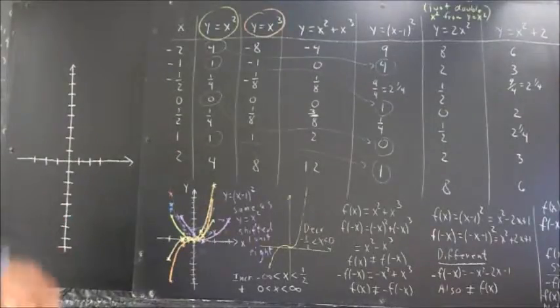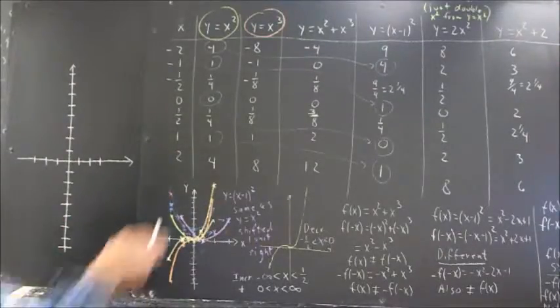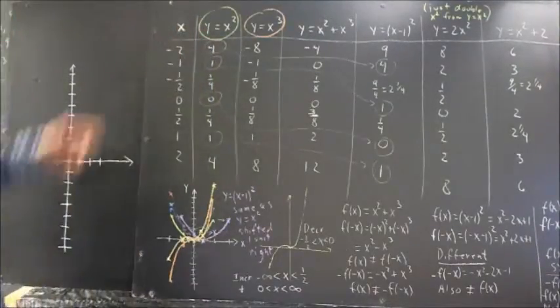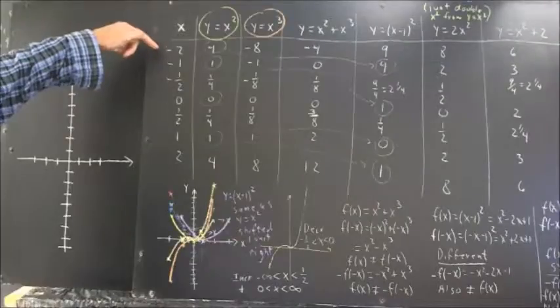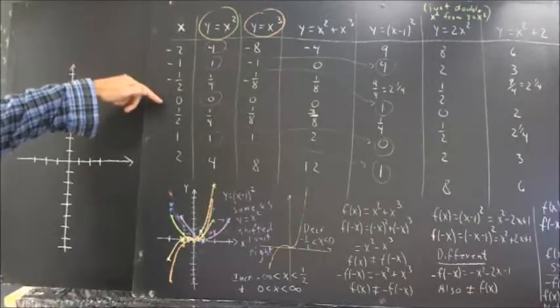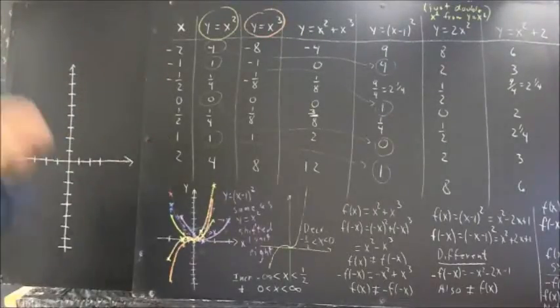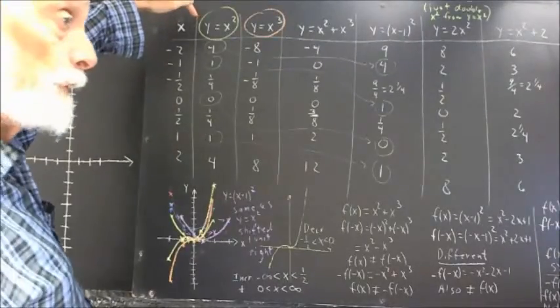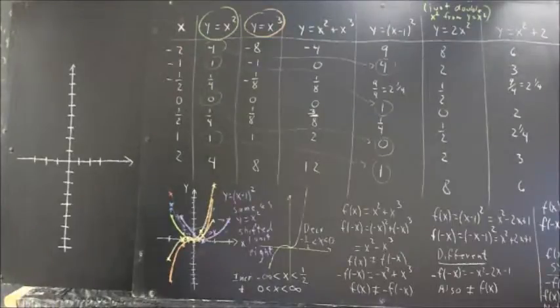Now we're asked to graph a number of functions. So I've listed x values here, and all these functions were asked to graph for x equals -2, -1, -1/2, 0, 1/2, 1, and 2. Okay, so the first function we're asked to graph is y equals x squared.